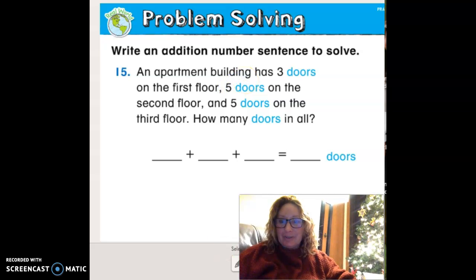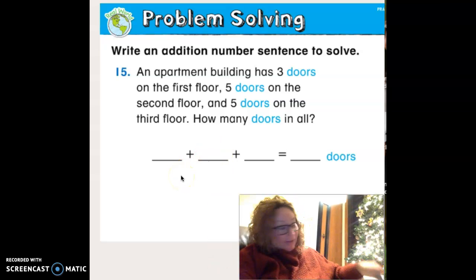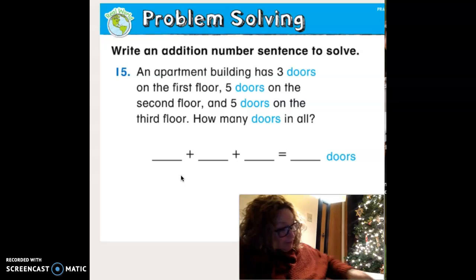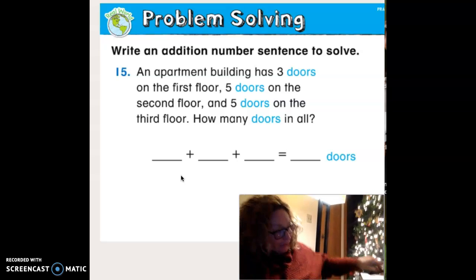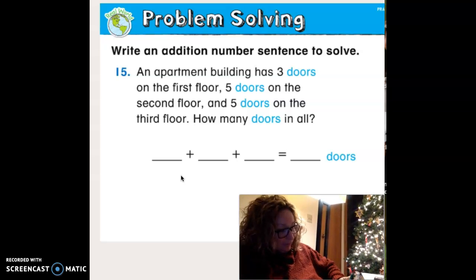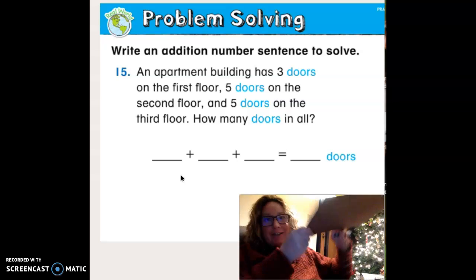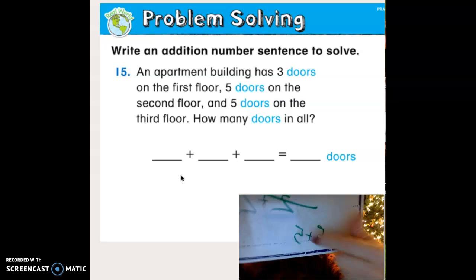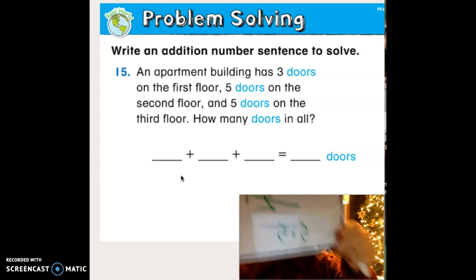So I'm going to pretend I'm going to circle those. So I have 5 and 5. Okay, so I'm going to write it on here. I have 5 and 5. I'm going to add that first. And I know this fact. Well, 5 and 5 I know is 10.